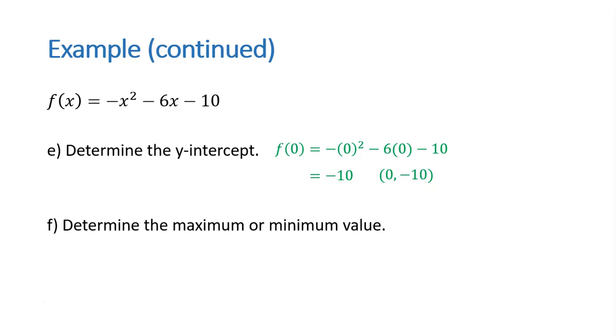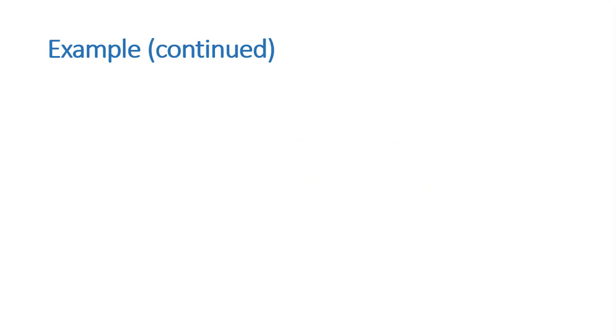Now what about our maximum or minimum value? What do we have here? Well, a is -1. We're oriented downward. So that means we have a maximum. We have a highest value. And it's always going to be the y-coordinate of the vertex, which in this case is -1. So our maximum value is going to be -1.